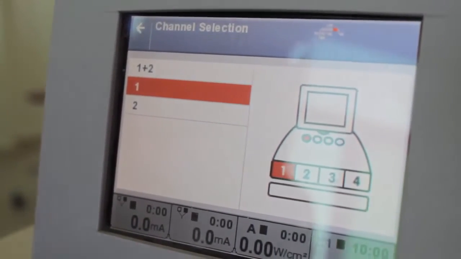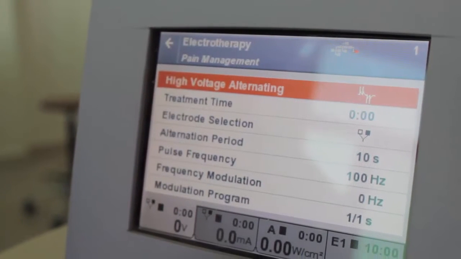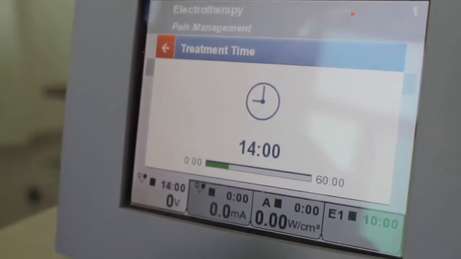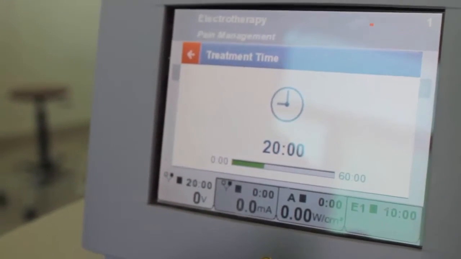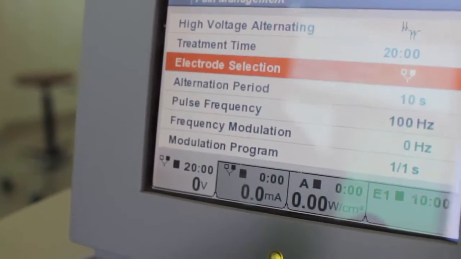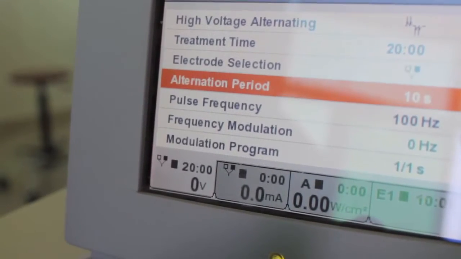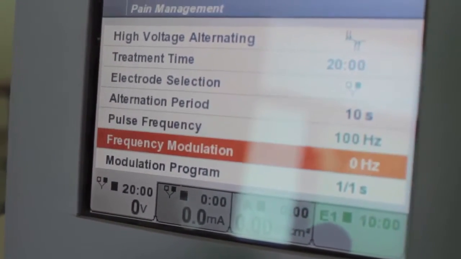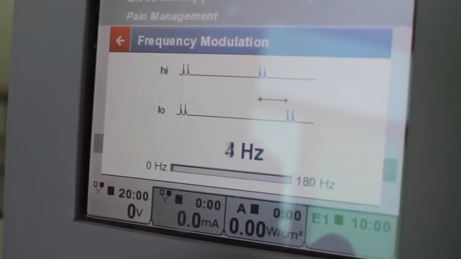So channel 1 I have connected to the patient, so I select channel 1. Treatment time 20 minutes. Electrode selection, carbon rubber electrodes. Alternation period 10 seconds, pulse frequency 100 Hz, frequency modulation.